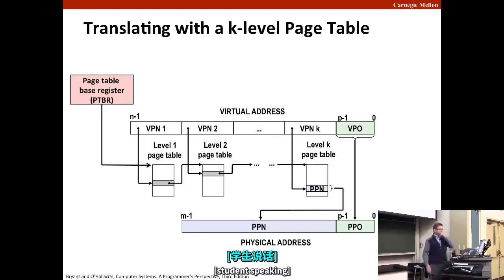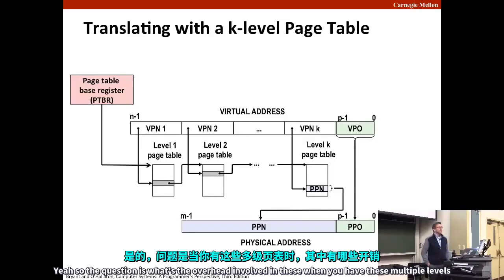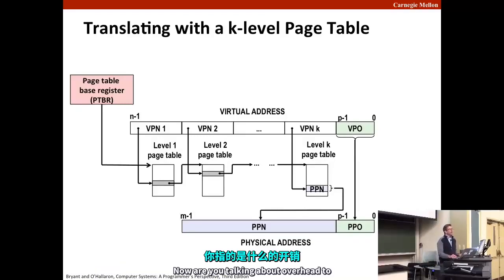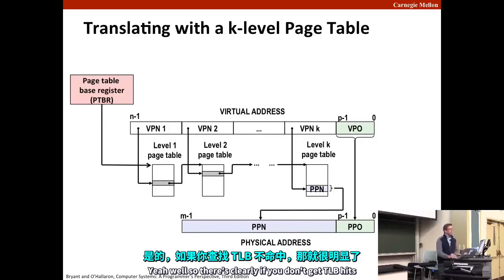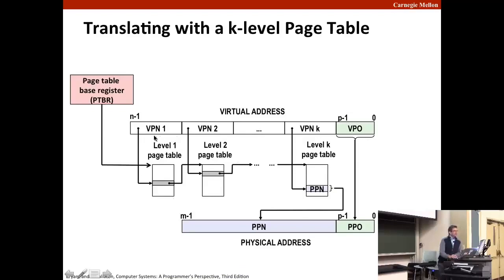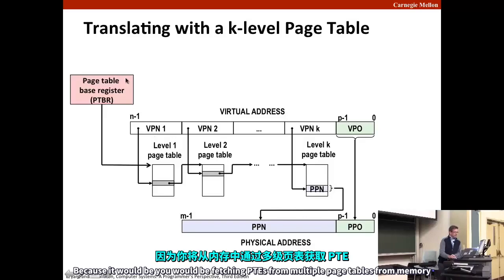Yes, question? What's the overhead when increasing the number of levels? Yeah, so the question is, what's the overhead involved when you have these multiple levels? Are you talking about increasing, for example, from 4 levels to 6 for the current process? Well, clearly, if you don't get TLB hits, there would be a lot of overhead because you would be fetching PTEs from multiple page tables from memory.